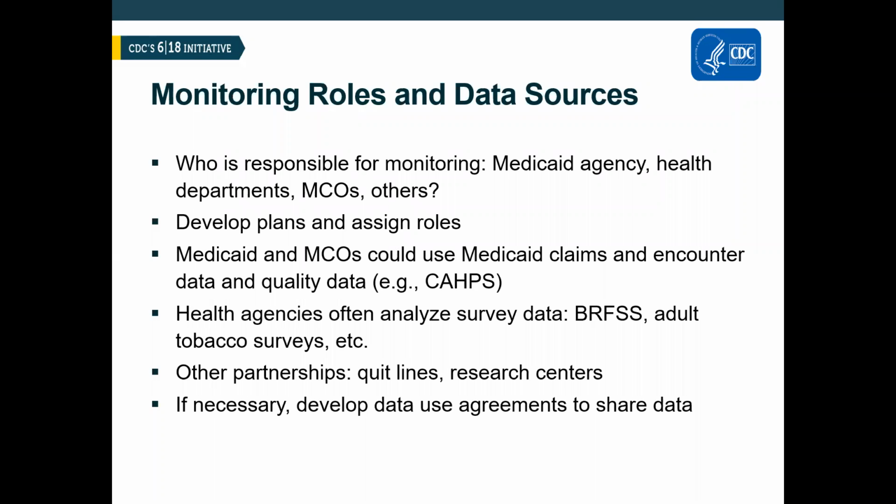These are some things to consider when you are thinking about who monitors the indicators you might be interested in and how you might access their data. For example, Medicaid could use claims and encounter data and quality metrics. Health agencies might use survey data such as BRFSS. If you are a state who is doing tobacco activities, you might consider, say, trying to access quitline data. Some states have developed data use agreements to share data between agencies. Next slide, please.